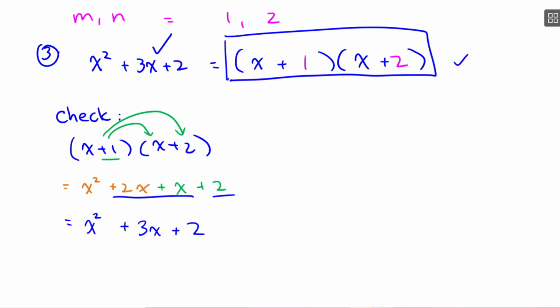Now, I know some of you guys might be a little bit more visual. You might be thinking, okay, cool, I was able to maybe find two numbers that multiply to 2 and add to 3, but why am I doing that?